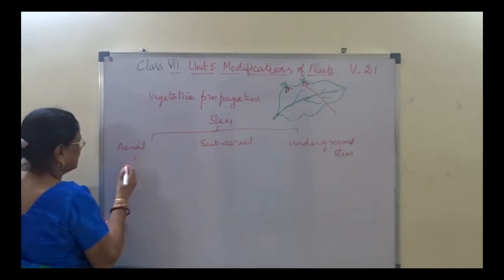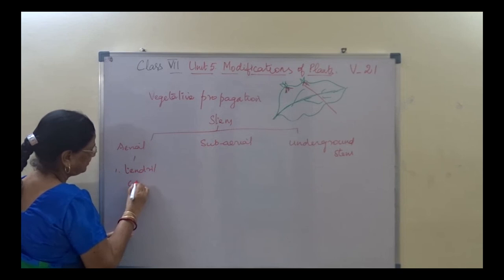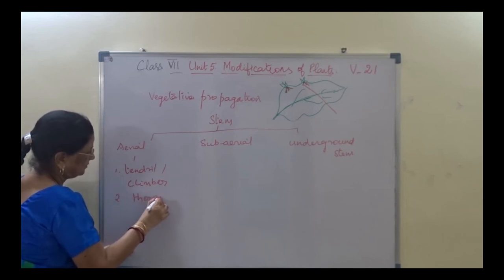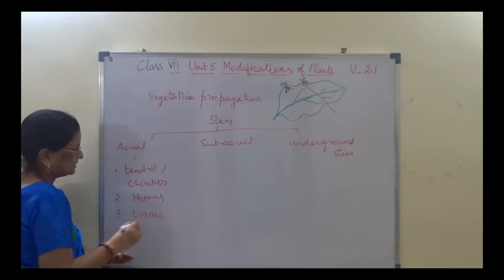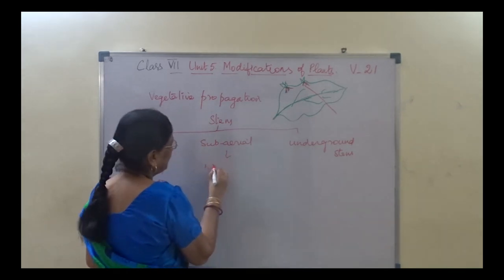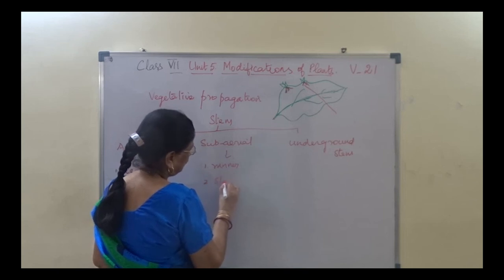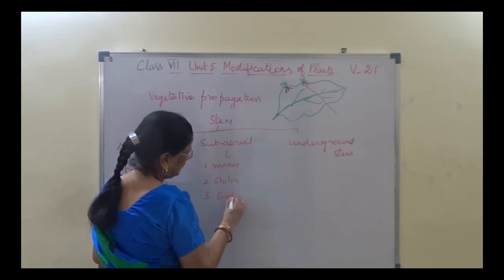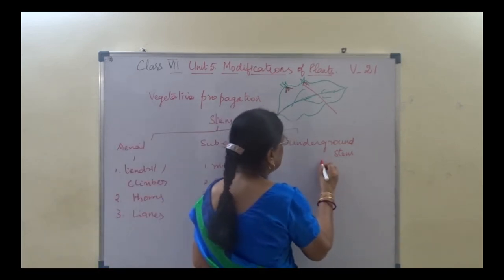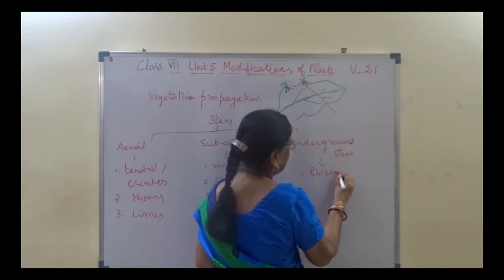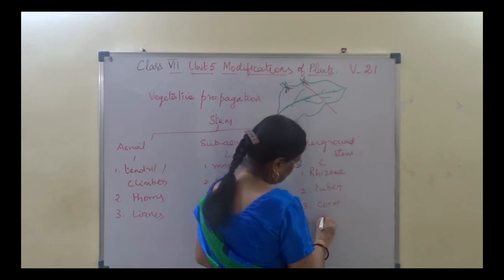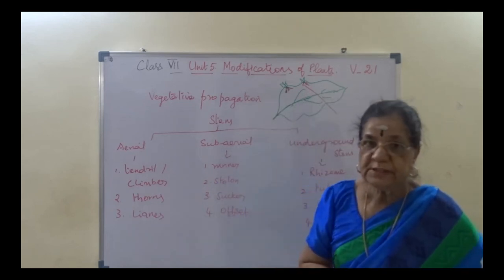Now the aerial modification: tendril or climber, then thorn, and third one, lines. When it is subaerial, it is runner, stolon, sucker, and offset. Whereas underground stem: first one rhizome, second tuber, third corm, fourth bulb. These are the modifications of stem.